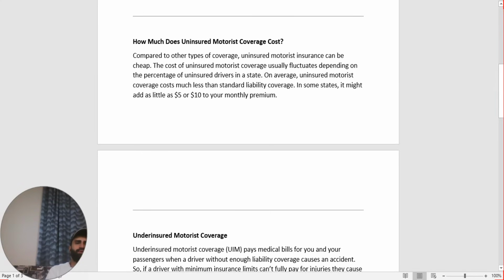How much does uninsured motorist coverage cost? Compared to the other types of coverage, uninsured motorist insurance can be cheap. The cost of uninsured motorist coverage usually fluctuates depending on the percentage of uninsured drivers in a state. On average, uninsured motorist coverage costs much less than the standard liability coverage. In some states, it might add as little as 5 to $10 to your monthly premium.